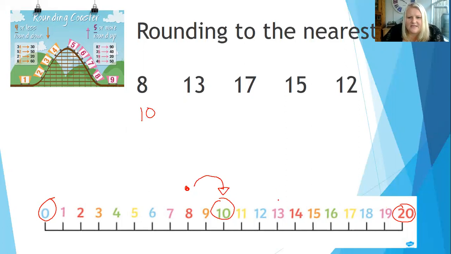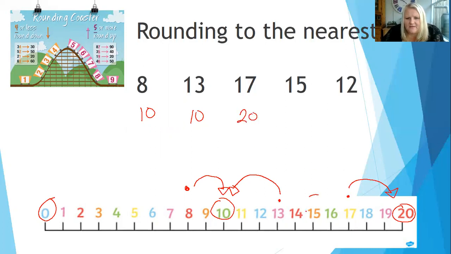Let's have a look at 13. Where's 13? It's got 1, 2, 3, 4, 5, 6, 7 to go that way. Not going to go down to 0. The quickest, safest place for it to go is to also round to 10. 17, where do you think it's going to go? Up or down? It's got a 7 digit on the end. Does it round up or round down? That's right, it's going to round up to 20.